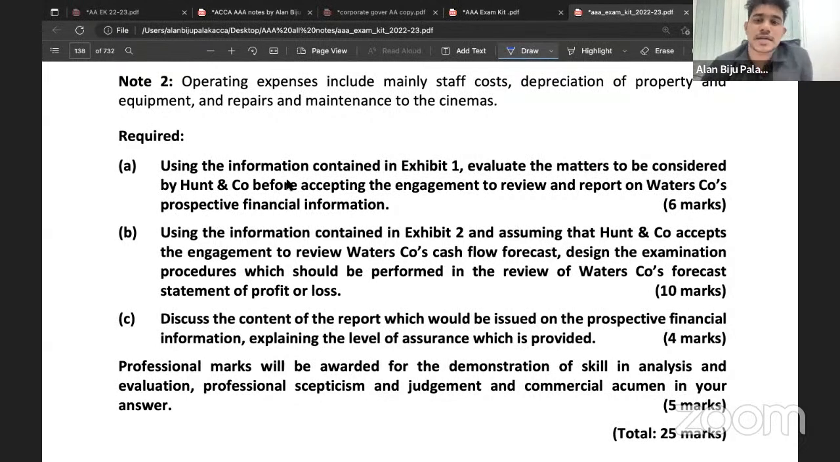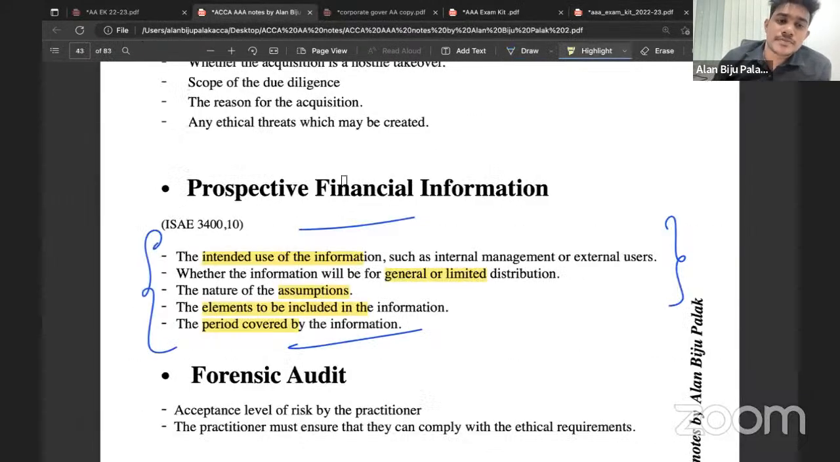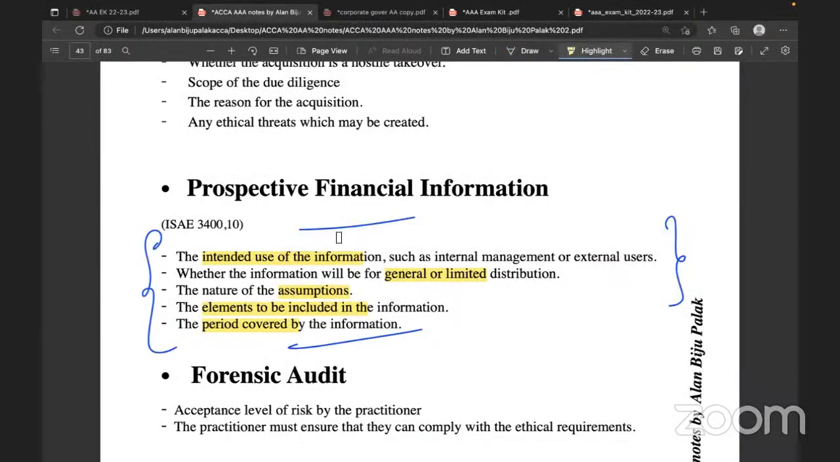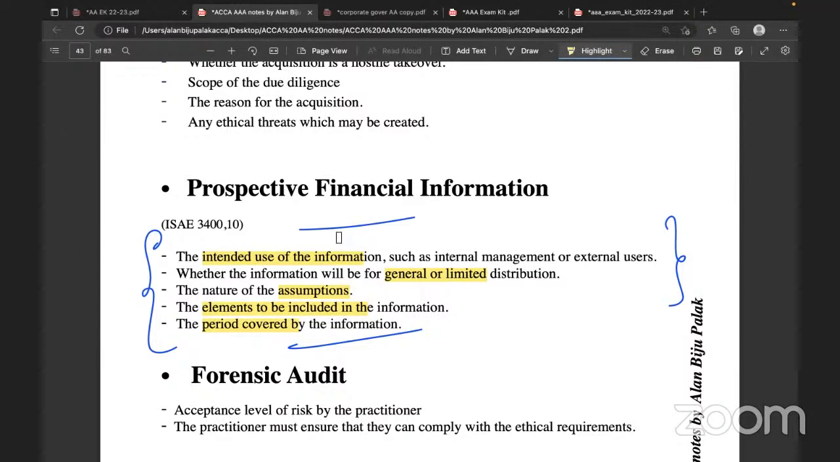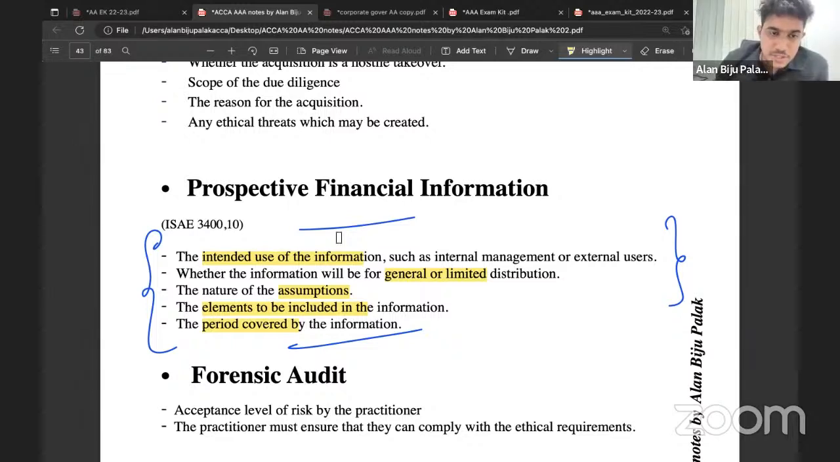So what do we need to consider before accepting a PFI related engagement? Intended users. Yes, the same thing which we learned in ISA 3400, that the intended use of information has to be considered. Then we need to consider whether it is for general or limited distribution. We need to consider the nature of assumptions, elements to be included in the information, and the period covered by the information. Clear?